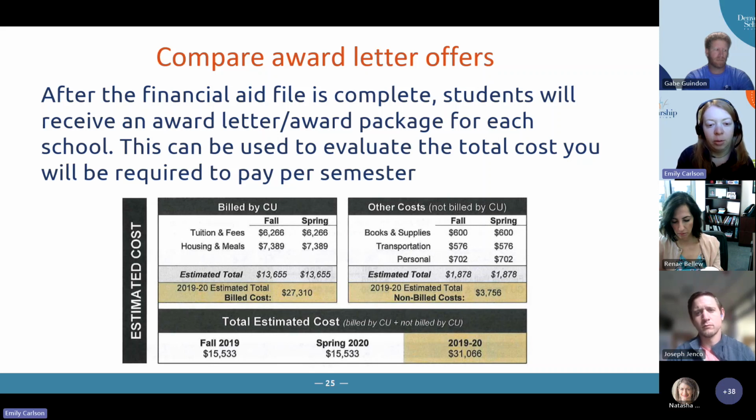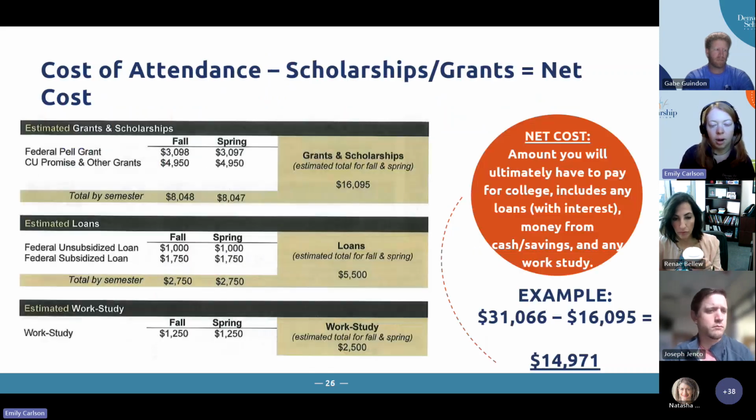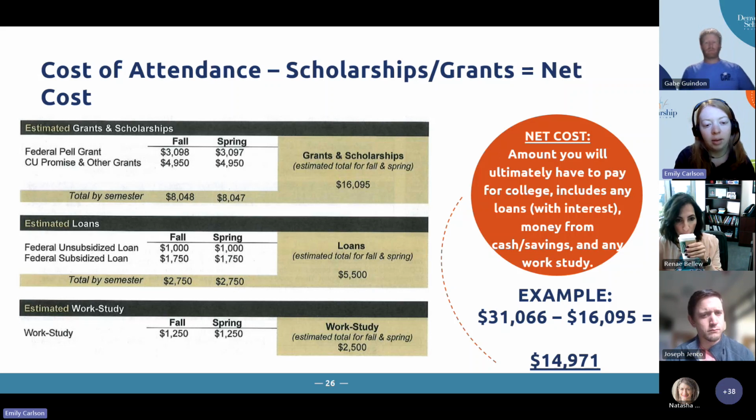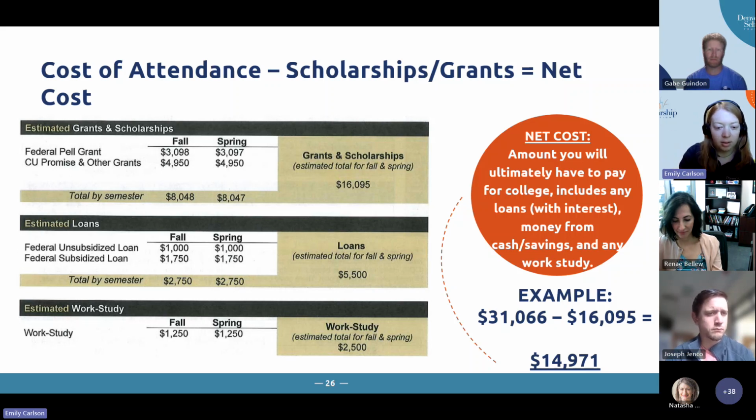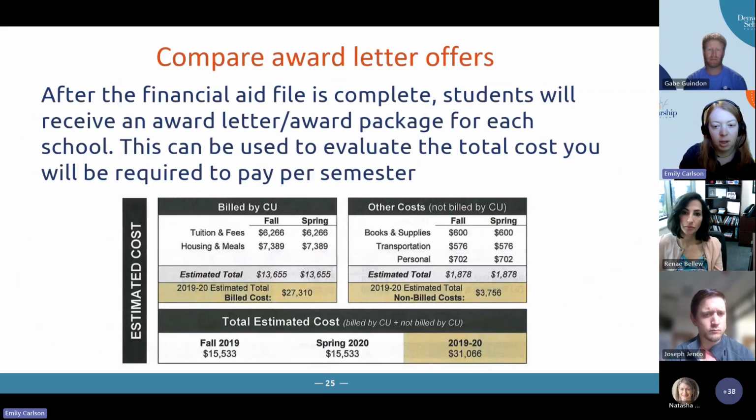But then it also provides how much money they are awarded from the school. It looks like this student got the federal Pell Grant. They also got this U Promise and other grants. When we're talking to students about this, we say, okay, you got about $8,000 in free money per semester, or just over $16,000 total. This is the money, again, that they don't have to pay back, and it's just chipping away at that cost of attendance, which was calculated for them here.